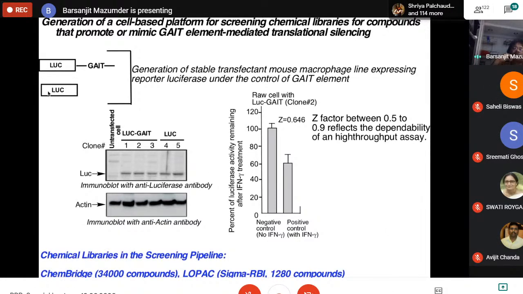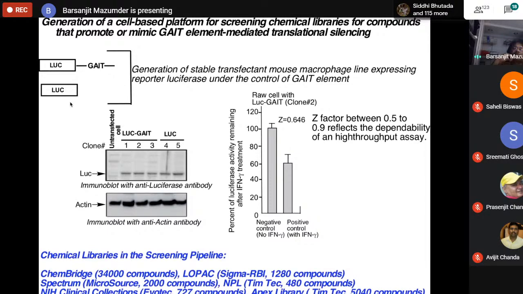And as a control, we have designed another reporter gene, which is luciferase based, where there is no GAIT element. And then we generated a stable transfected mouse macrophage line expressing this reporter luciferase under the control of GAIT element. And then we have identified this line. So this is the luciferase expression level. And then we use this cell line and treat it with interferon gamma.